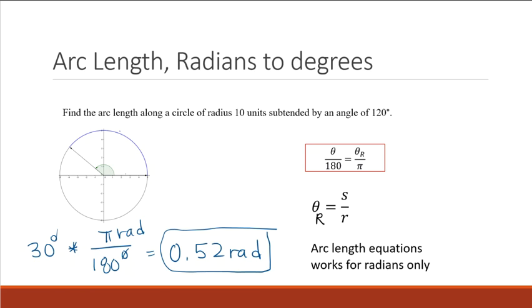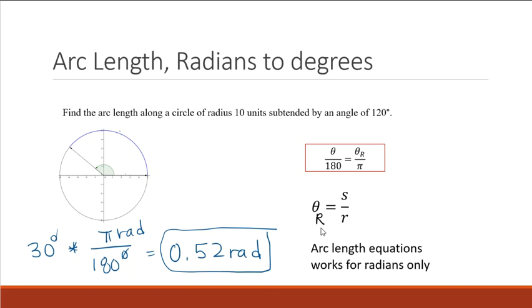Okay, so you know how to find arc length, and how to convert from radians to degrees or degrees to radians. You can either use this equation where you plug in the angle in degrees here and the angle in radians here, or you can use dimensional analysis. So for example, 30 degrees to radians: 1 pi radians equals 180 degrees. So we cancel out the degrees, and that'll give you the radians. So 30 degrees equals 0.52 radians.